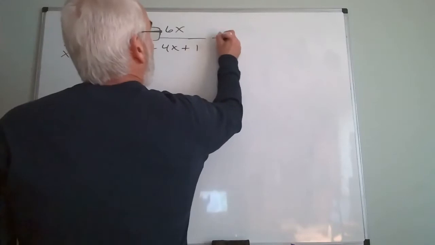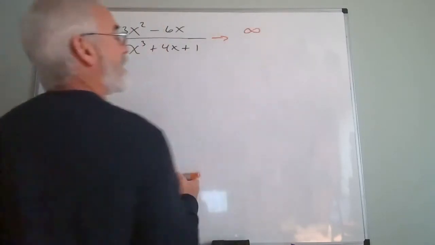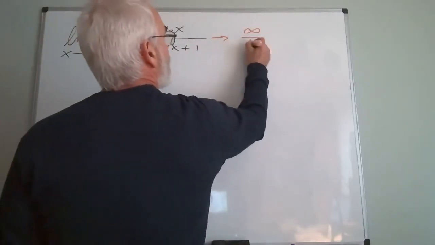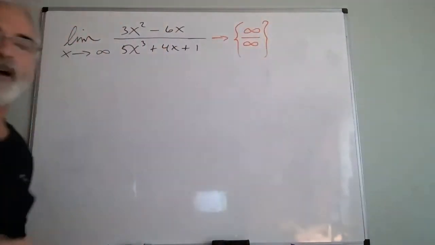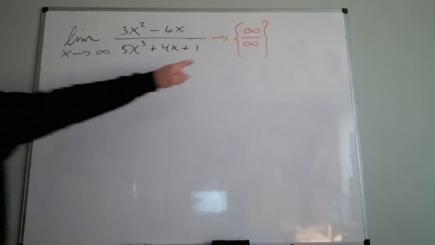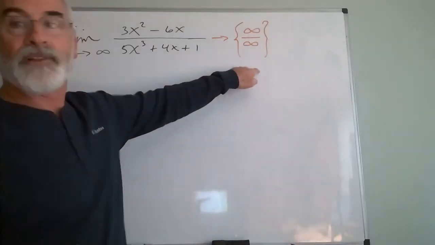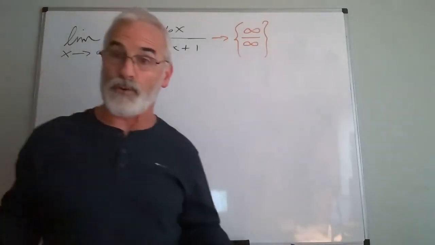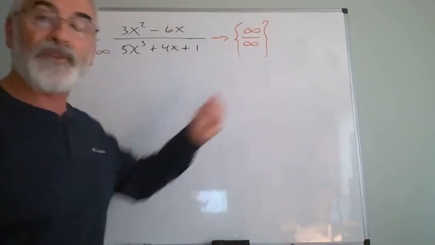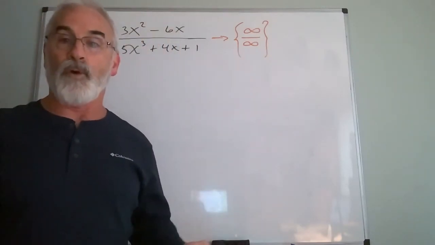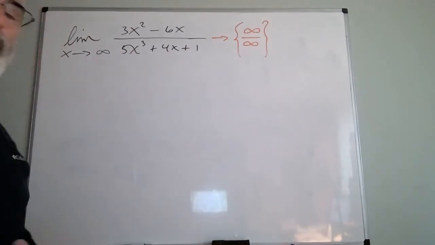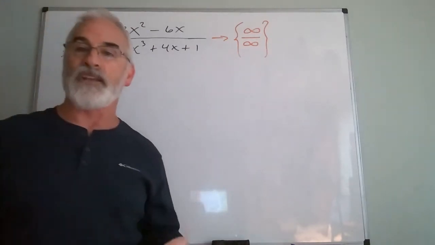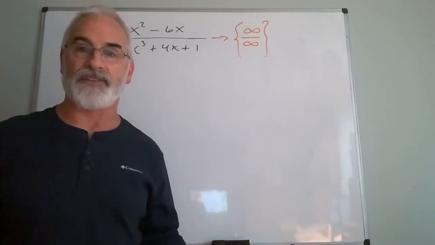My numerator clearly is approaching infinity. My denominator is clearly approaching infinity. Infinity over infinity is not a value. This is the form the limit will take. Just like when we did 0 over 0 as a form, infinity over infinity is a form. Again, it's called an indeterminate form. But if it's an infinity over infinity form, it will also tell me how I'm supposed to attack this thing.